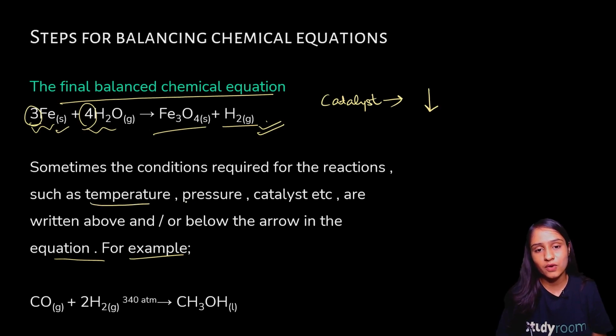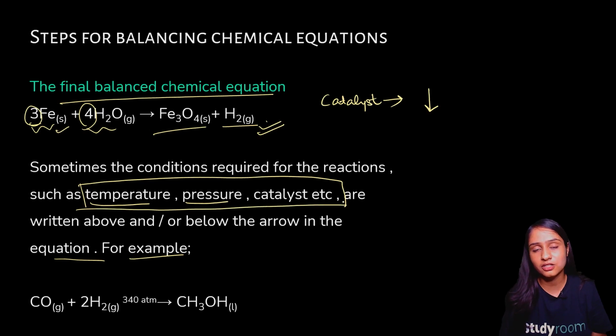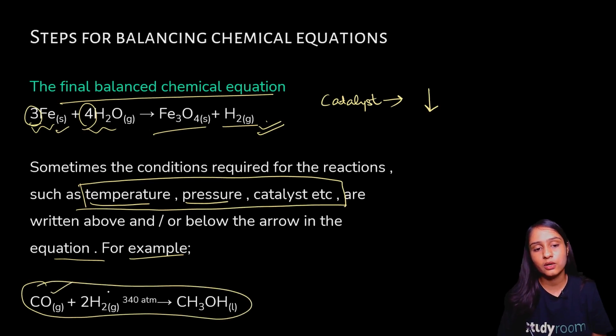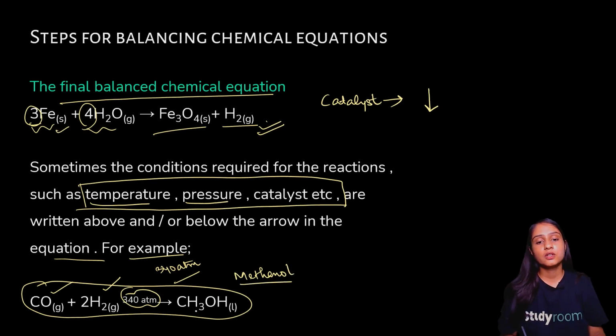So temperature, pressure, and catalyst are the requirements for the chemical reaction to take place. Okay, so for example, you can see here that carbon monoxide along with the H2 molecules under 340 atmospheric pressure, methanol was formed. Okay, so under this pressure the chemical reaction happened.